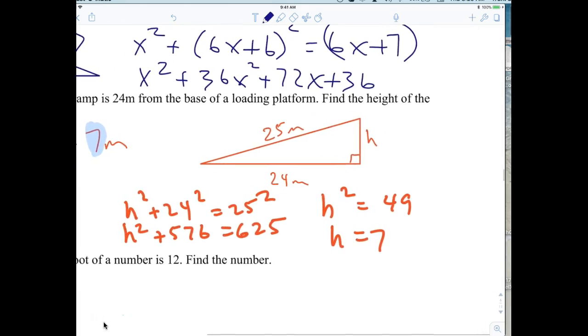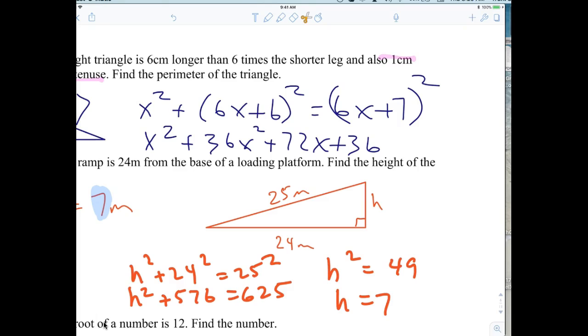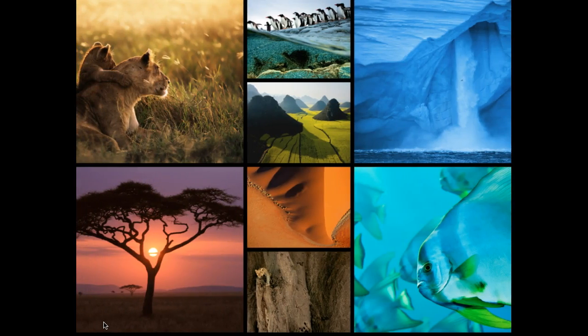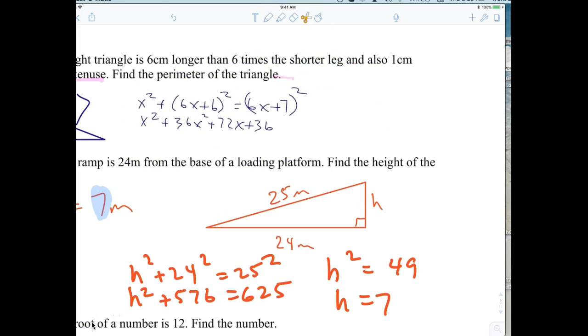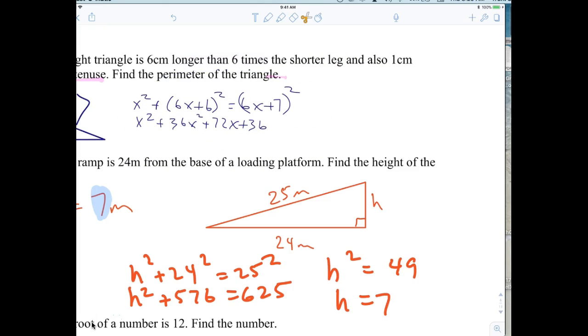So what would that be? Okay. So again, if I were to expand 6x plus 7 squared, it would still be 36x squared plus what? 6 times 7 times 2. Good. 84x plus 49. Is everybody okay with that?